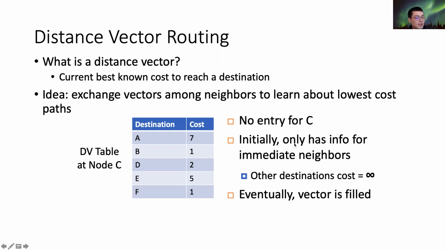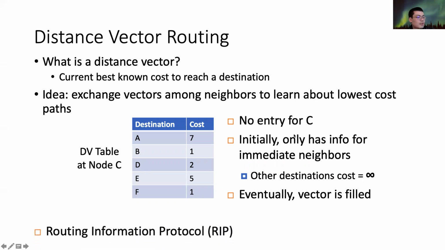But initially, you only have information about your immediate neighbors. Let's say that you install a new router into the network and you connect the ports to the directly connected routers. Of course, you know how far you are from those routers, but that's the only information you have. For the other destinations, you don't know how far you are from them, so you initialize them as infinity. But eventually this table will be filled, because you keep talking to your neighbors, and your neighbor may know these shorter paths. So that's the idea.